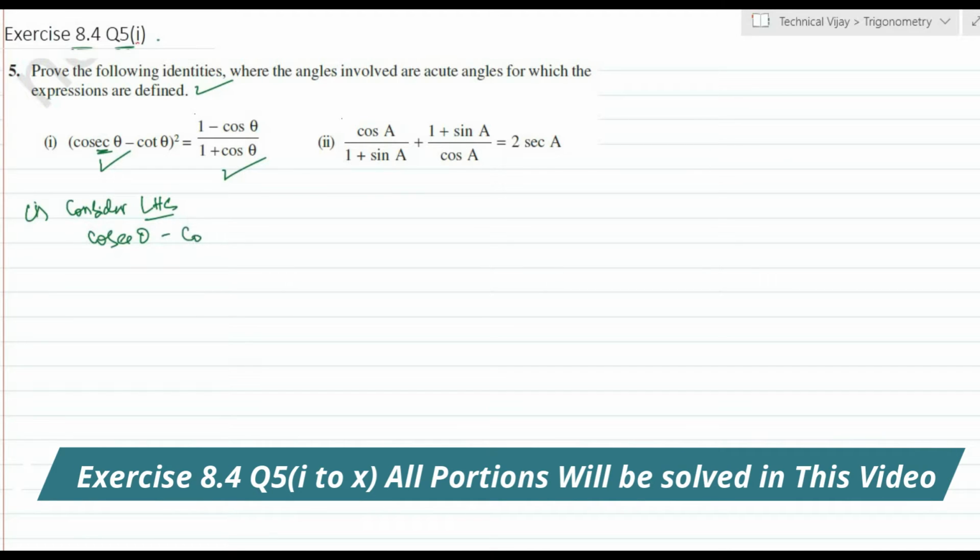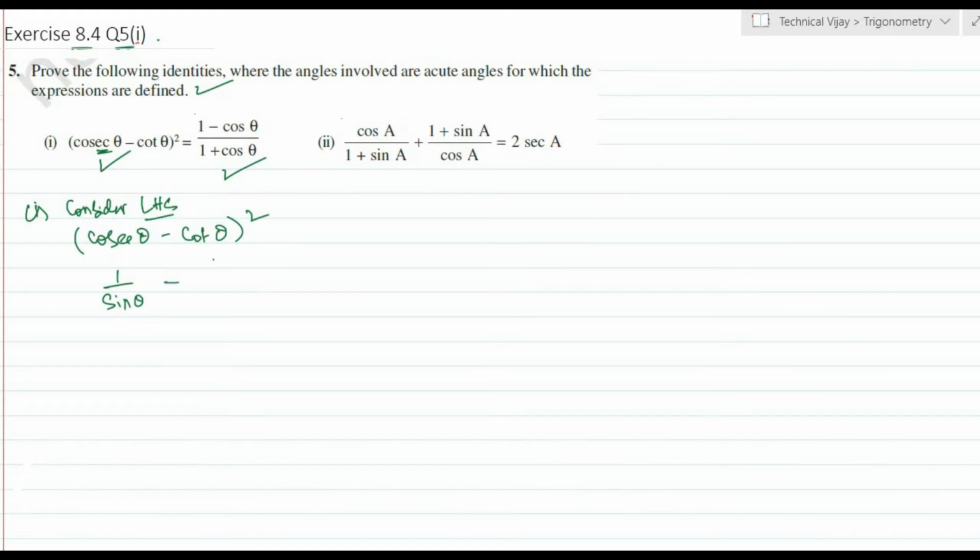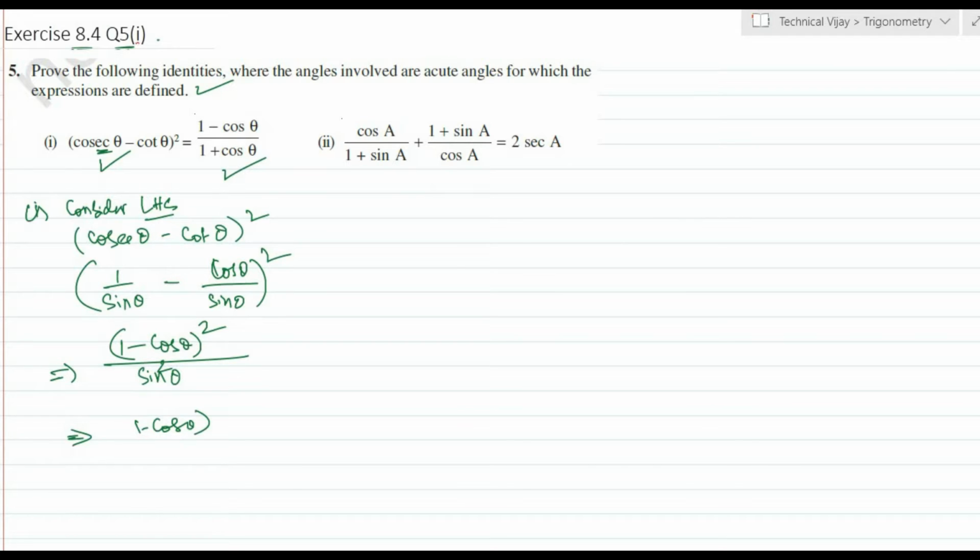So here minus cot theta, this is whole square. Cosecant can be written as 1 by sin theta minus cos theta divided by sin theta. Now the LCM will be sin theta, so 1 minus cos theta, this is square and this is square. So 1 minus cos theta whole square can be written as 1 minus cos theta and 1 minus cos theta.